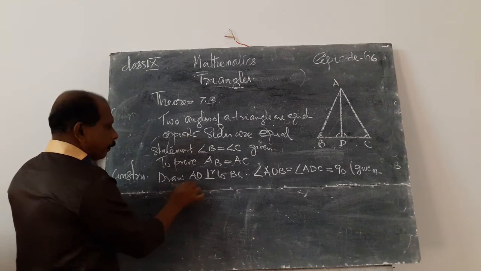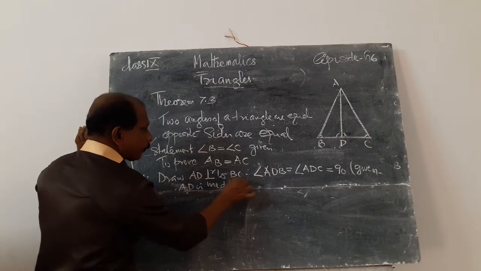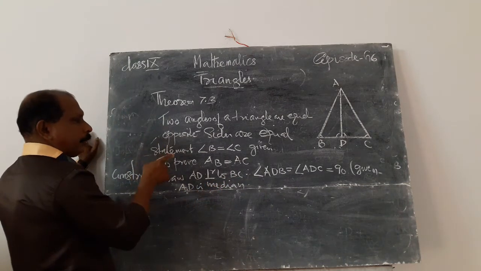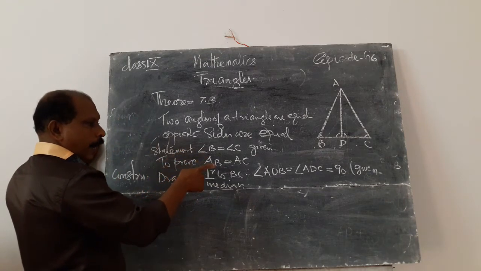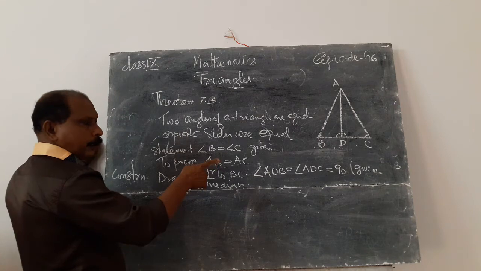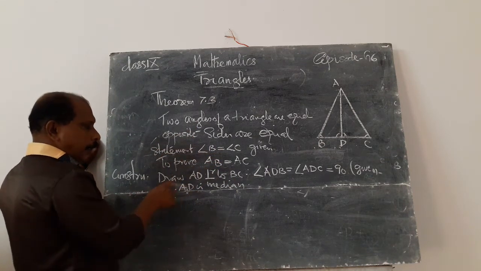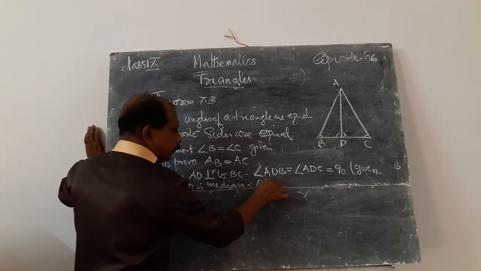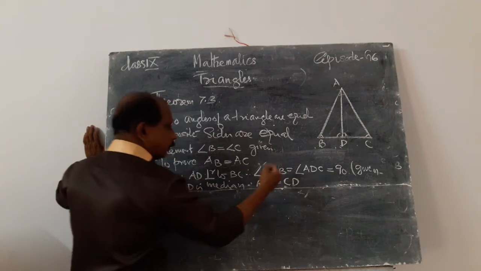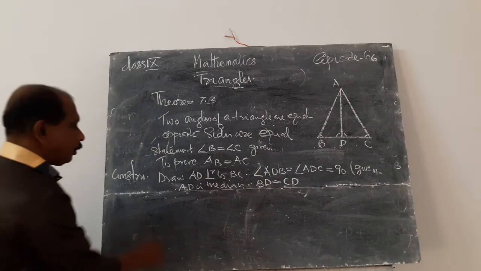AD is the median. Therefore, angle B is equal to angle C. It is given. Angle ADB is equal to angle ADC is equal to 90. That is our construction. And AD is the median. Therefore, BD is equal to CD.